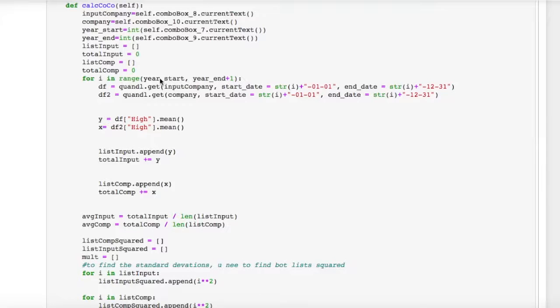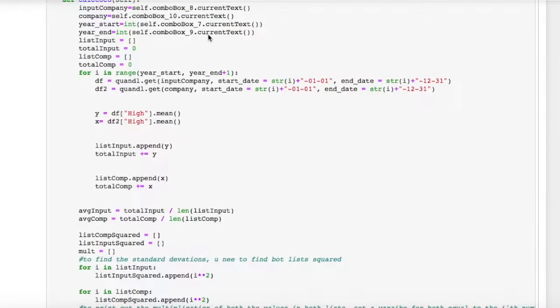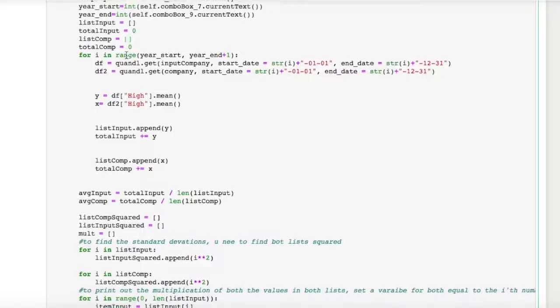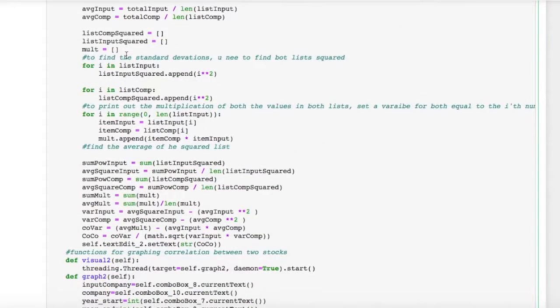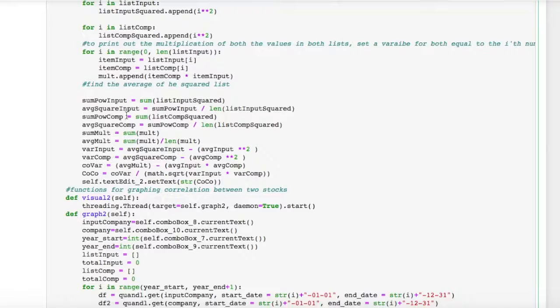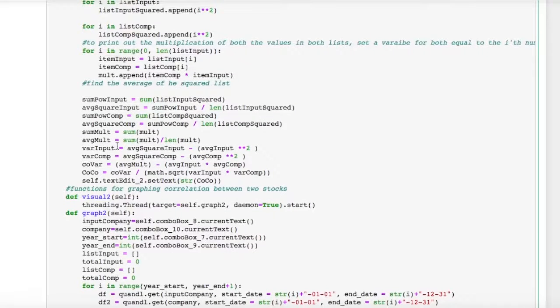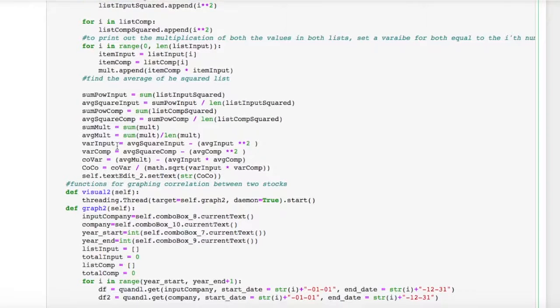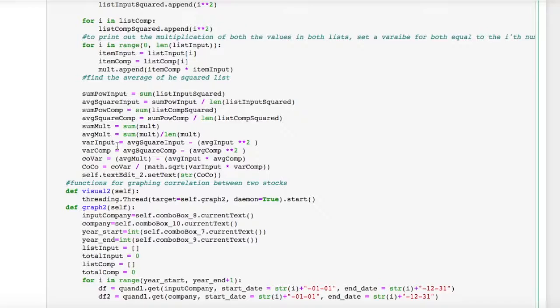So this is my code for the calculate correlation section. Here is the first function of that part, which is the actual calculating of the correlation. It takes the input company and the start year and the end year, and it calculates the correlation all throughout this part. All of this is just calculating the correlation between the two stocks. And what it gets is a value between -1 and 1, with 1 being an exact match of the two stocks, and -1 being the exact opposite.